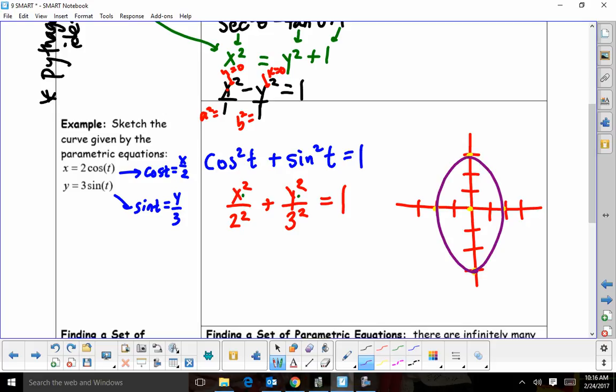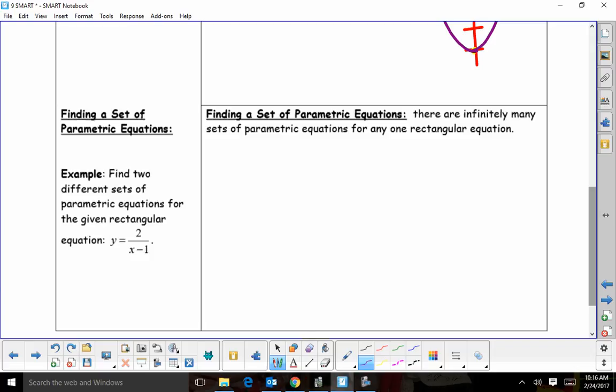Even though it's not AP, this is good to know with the conics and how they're related to parametric. Okay, so if I asked you to find a set of parametric equations, there are infinitely many ways. You can do this in so many ways.